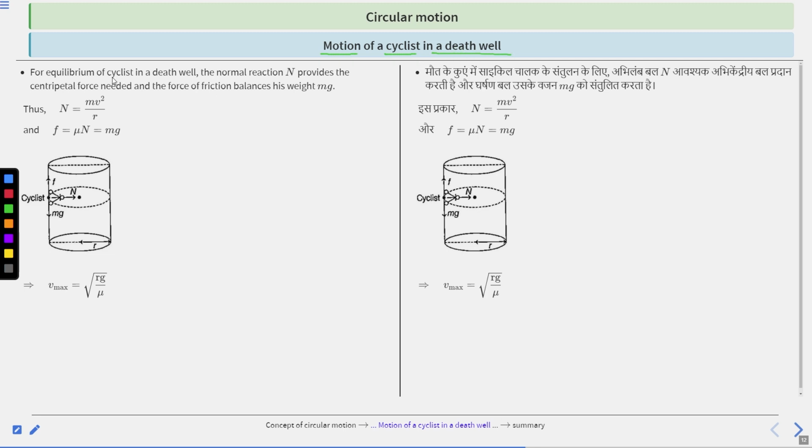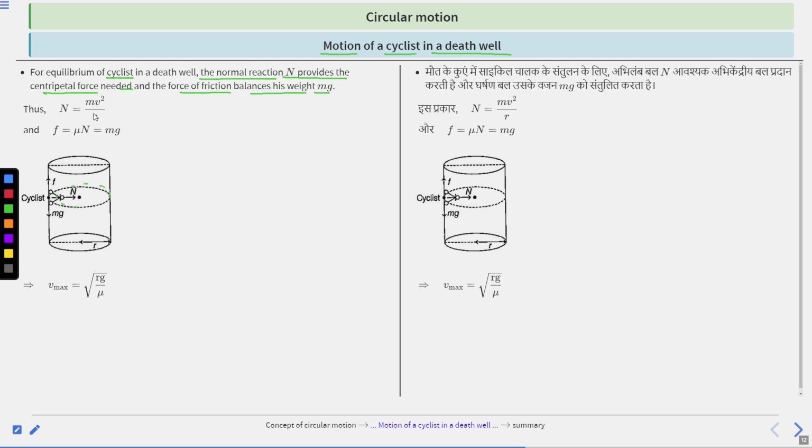For equilibrium of a cyclist in a death well, the normal reaction provides the centripetal force needed, and the force of friction balances his weight mg. The cyclist moves in the well like this. Clear?